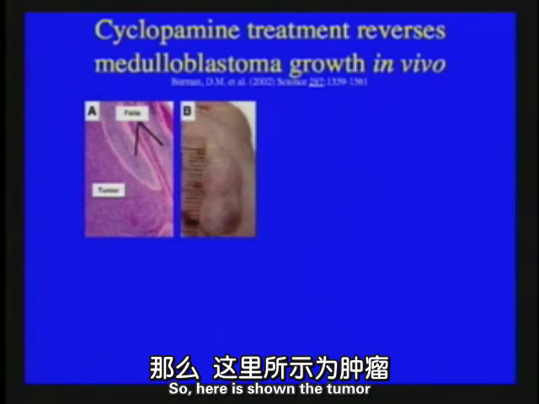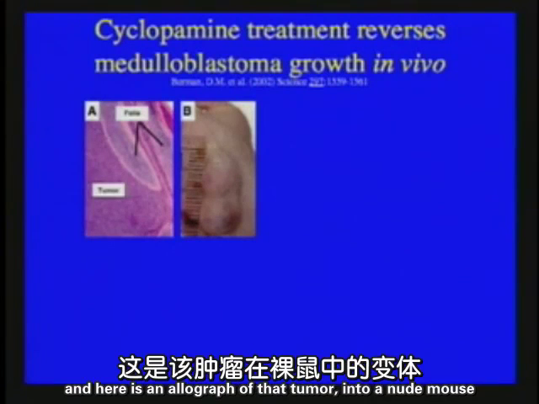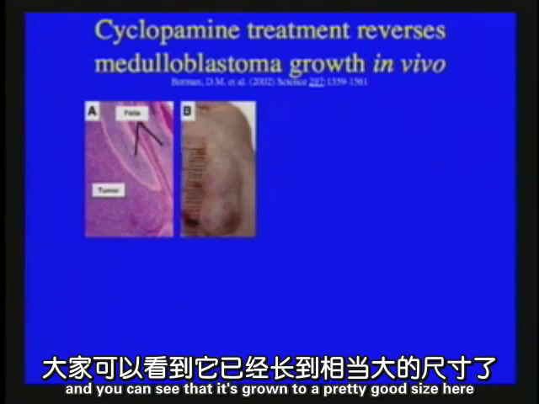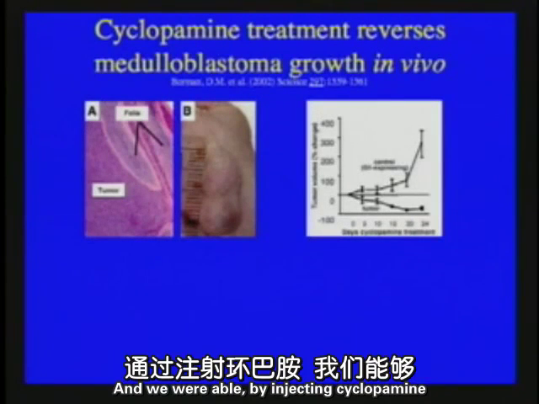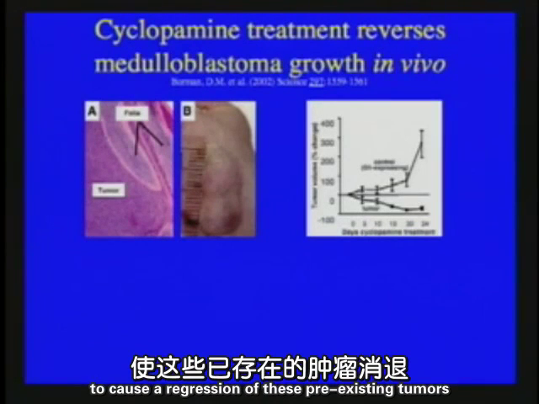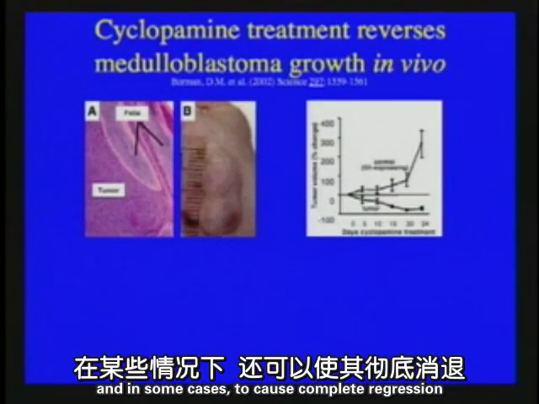And so here is shown the tumor, and here is an allograft of that tumor into a nude mouse, and you can see that it's grown to a pretty good size here, and we were able, by injecting cyclopamine, to cause a regression of these pre-existing tumors, and in some cases to cause complete regression.